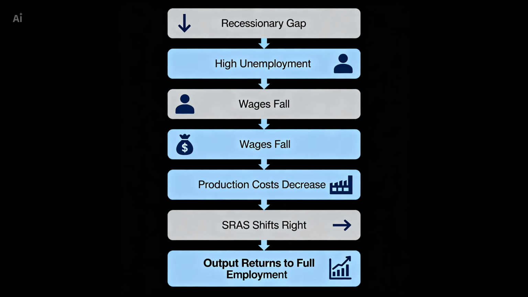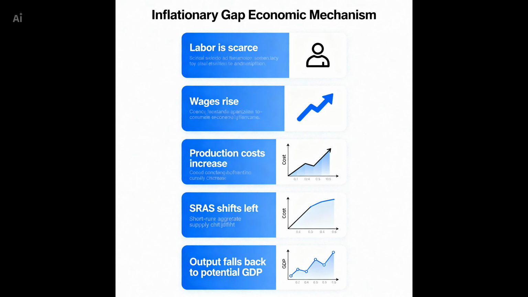Now let's talk about long-run self-adjustments. In the long run, the economy returns to full employment output, represented by the vertical LRAS curve. If the economy is in a recessionary gap, unemployment is high, wages start to fall, production costs decrease, SRAS shifts right, and the output returns back to full employment.